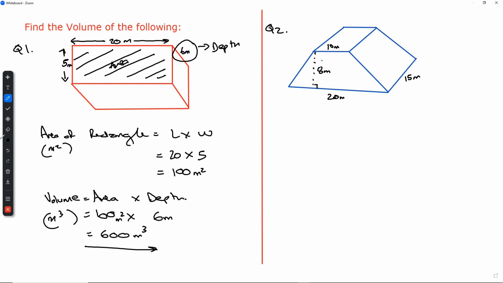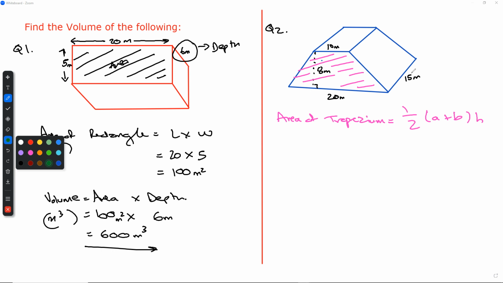Okay, question number 2. Here my cross-sectional area is going to be a trapezium. That shape over there is a trapezium. And so the area of a trapezium is given by half (A plus B) times H. Now, what is A, what is B for this, you might say? Okay, so A equals 10, B equals 20, and H equals 8.